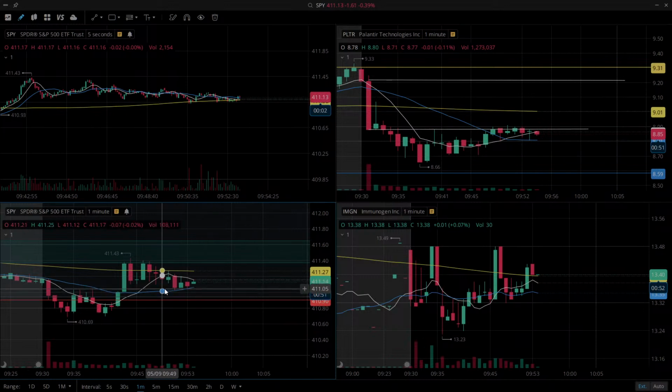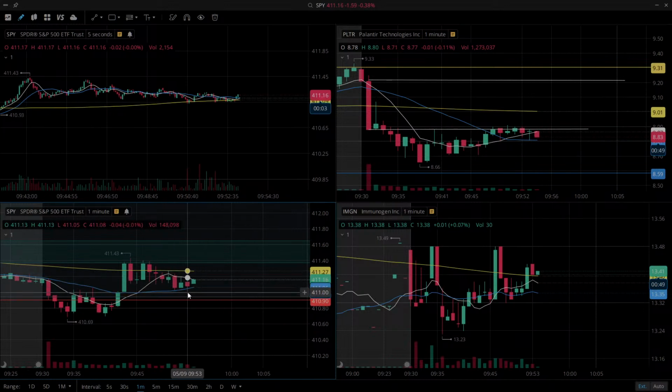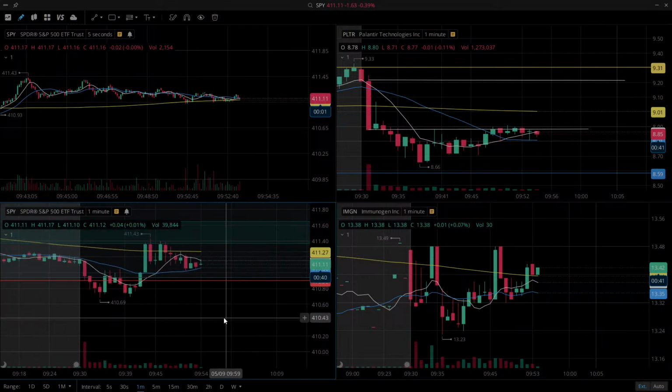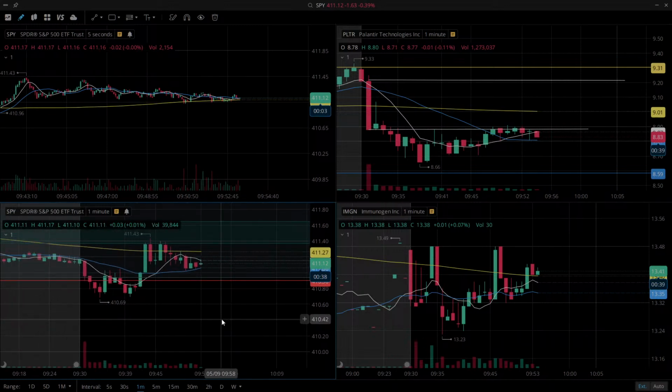All right, let's see if this pennant holds. Here's the 8 period and the 20 period. Kind of converging. If this candle can't break back above the 8 period, this can certainly rip down. Whoa. What in the world?